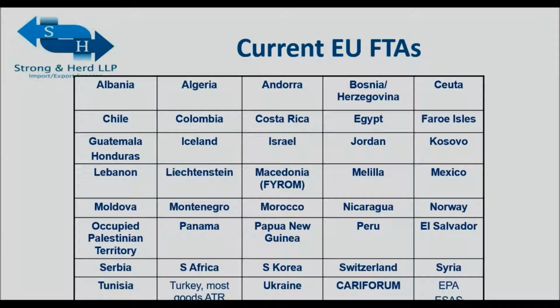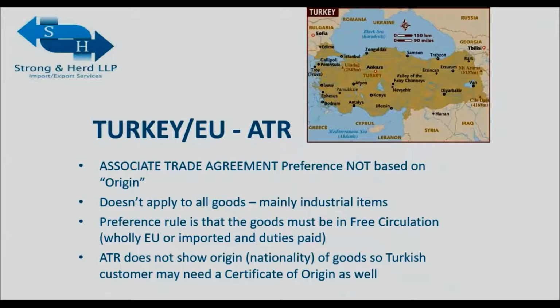Turkey has a special agreement with the EU. So if we have a look at the next slide, there are some goods that come under an associate trade agreement. Not all goods, so unfortunately foodstuffs, certain chemicals, iron, steel, they don't come under this special agreement, but industrial, commercial, manufactured items do. And this agreement is based on something called free circulation. So it's not an origin preferential trade agreement. It means that the goods are either wholly EU, or you may have imported it from other countries but paid EU duty.